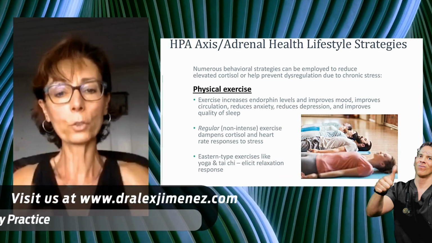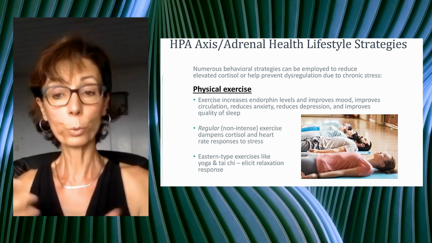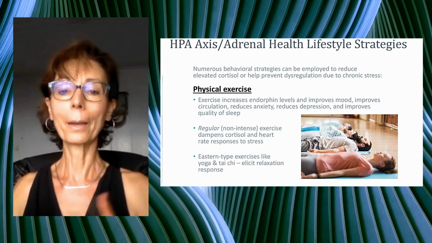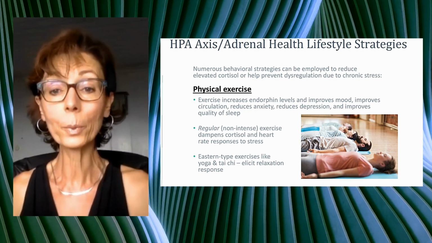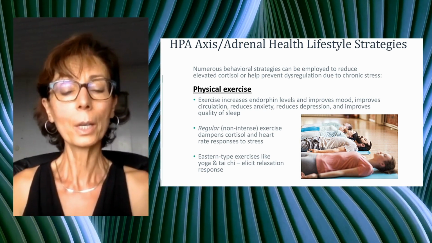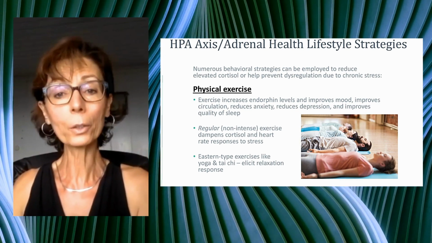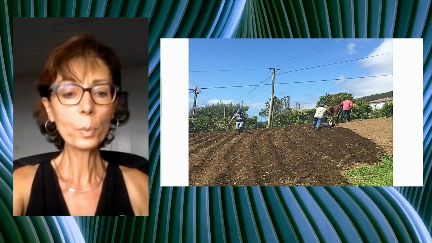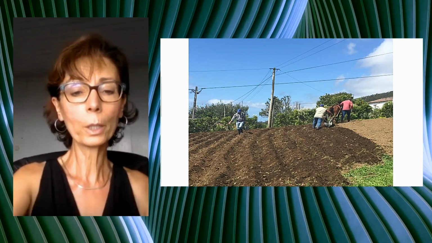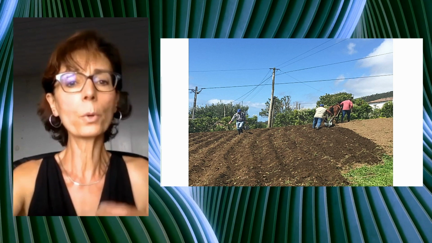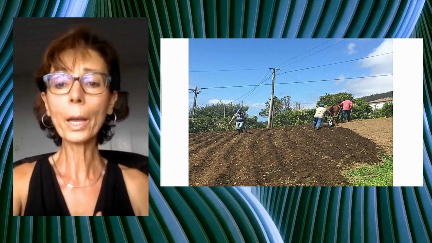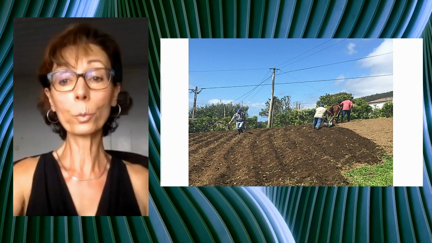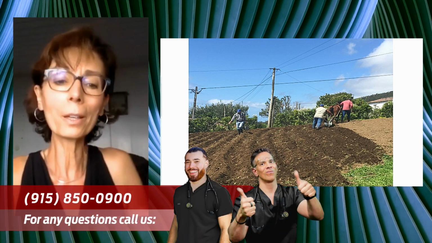But in any case, we have studies on both. We know that exercise increases endorphin levels, improves mood, improves circulation, reduces anxiety, improves quality of sleep, and can reduce depression, for instance. So we're going to have to tailor it based on how our patients are presenting. Just like in this picture, the person over here throwing in the corn is doing exercise, but it's more slow, rhythmic. Whereas the one pushing the plow or even the horse is doing a little bit harder work. The person who's leading the horse, well, maybe not so.